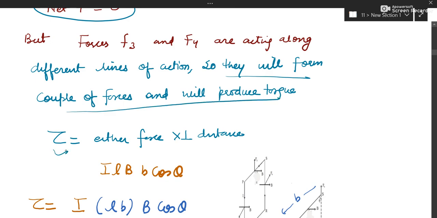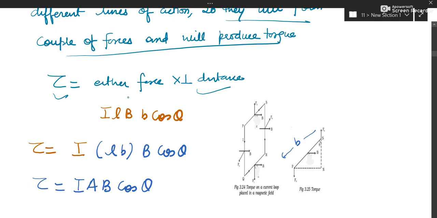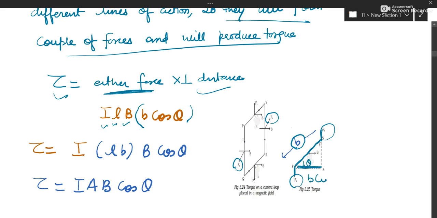So torque is equal to either force into perpendicular distance. Now what is the force? F3 or F4? This force or this force? So you can see it is equal to ILB. Now perpendicular distance we have to find out. So you can see this is F3, this is F4. Slanted distance is breadth, right? So perpendicular distance between this line and this line is this, and this was theta. So it is B cos theta. Perpendicular distance is B cos theta. So this is F3, this is F4, and distance between them is B, slanted distance. So what is the perpendicular distance? It is B cos theta.